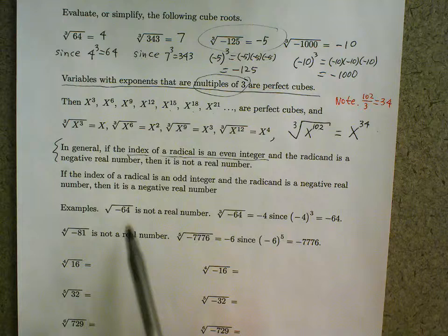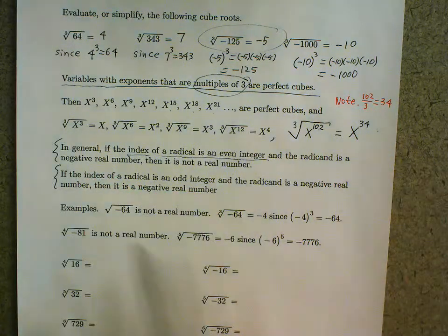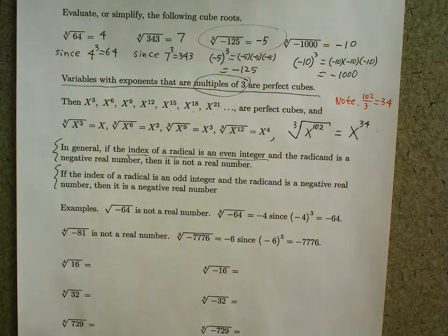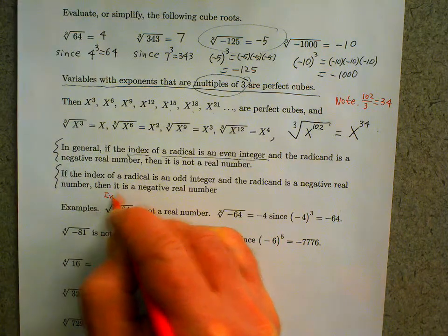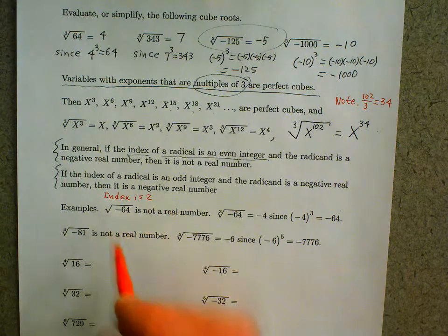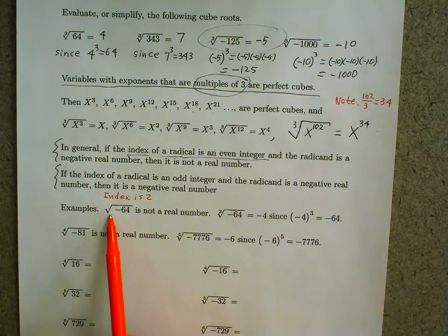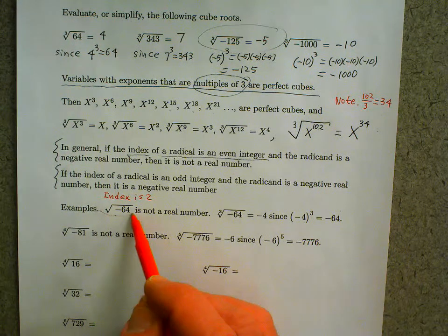Okay, a couple of examples to reiterate the previous two sentences. The square root of negative 64 is not a real number. The index is 2 for a square root. It's okay to write the index 2 if you want, but if you don't see the index, it's understood that the index is 2. So if the index is even and the radicand is negative, then it's a number that's not a real number.